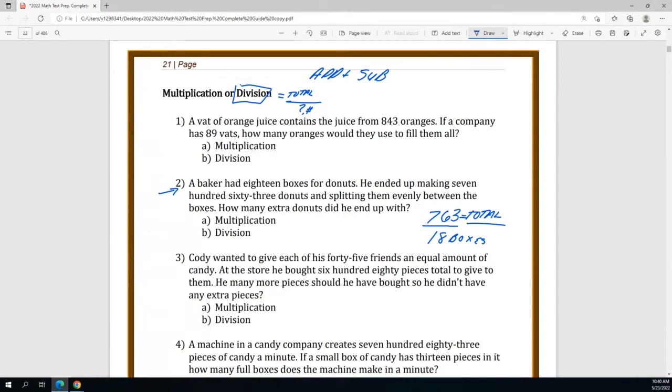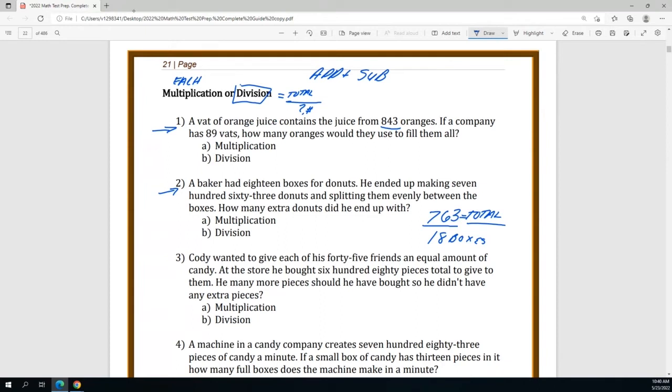The other thing that we have is multiplication. Now, with multiplication, this is usually an each. I'll say the word each. Not total. You're given each. And then you're going to be given that each over and over and over again. Now, let's look at number 1, for instance. A vat of orange juice contains juice from 843 oranges. If the company has 89 vats, how many oranges would they use to get in there?